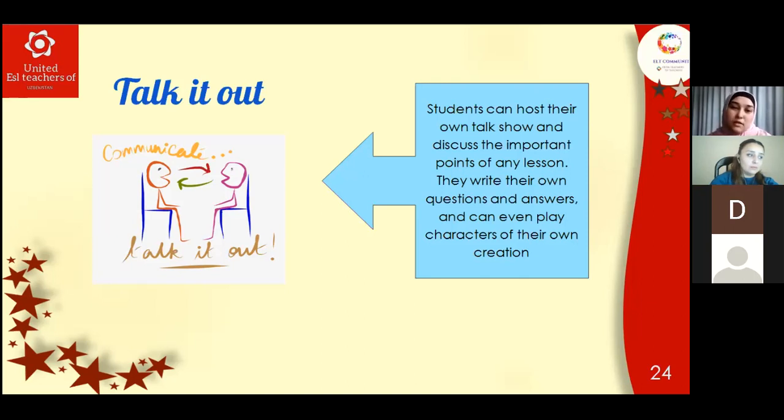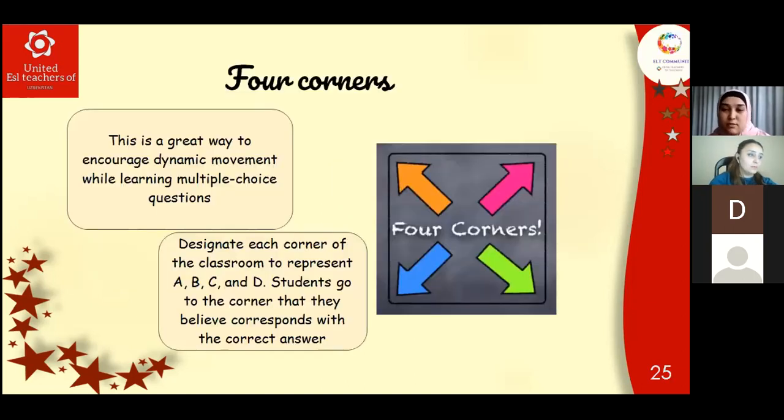Another type of activity that we are going to inform you about is the four corners. This is a great way to encourage dynamic movement while learning multiple choice questions. Your learners can move around the classroom, and they can designate each corner of the classroom to represent A, B, or C answers, like in a multiple choice. Students go to the corner that they believe corresponds with the answer.